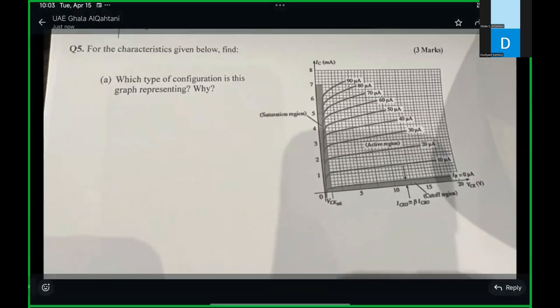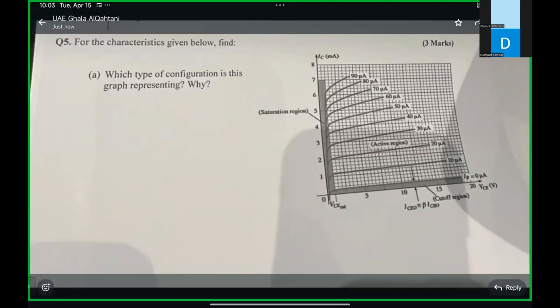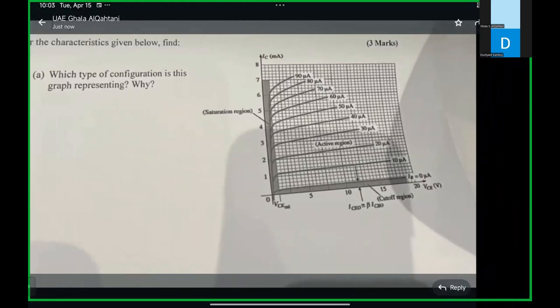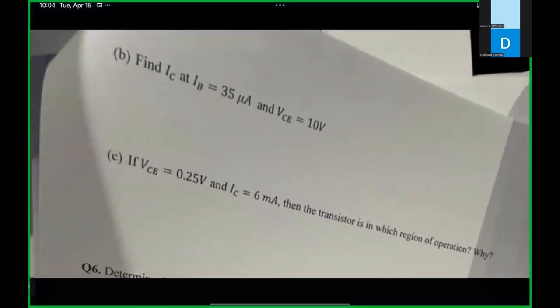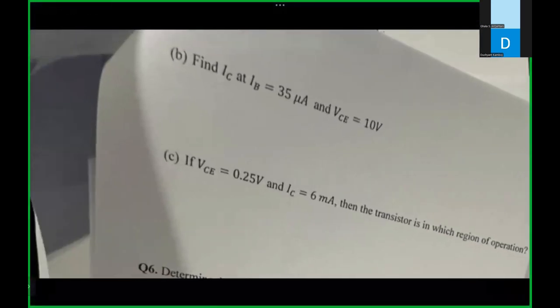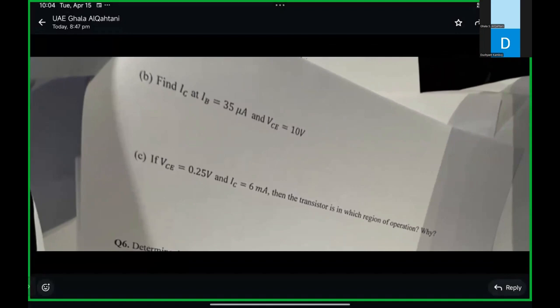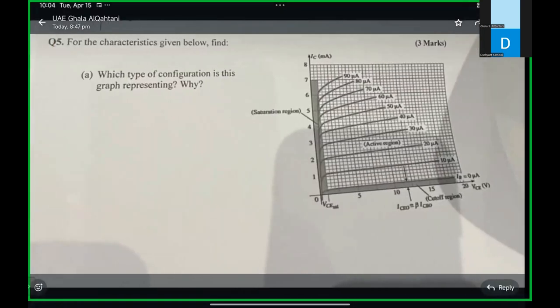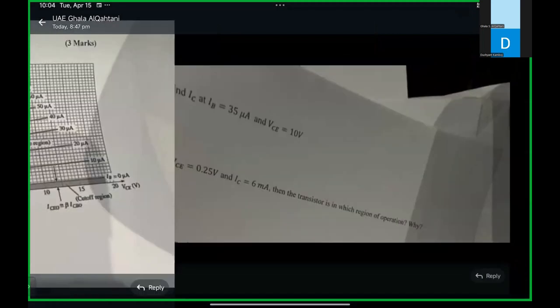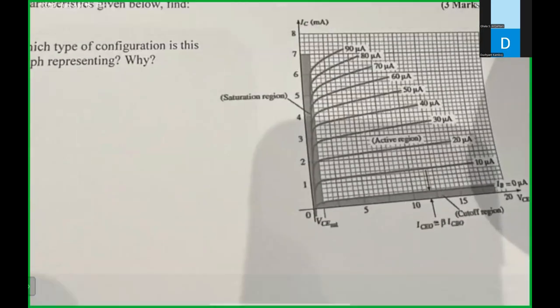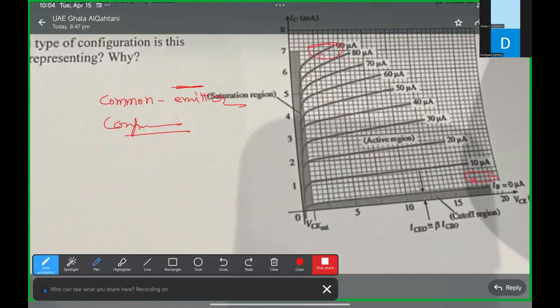Okay. Back to this question. So configuration is easy to find. The common emitter configuration. What he is saying is that IB is 35 microampere and VCE is 10 volts. So basically what is happening here, we have to check where they will lie.